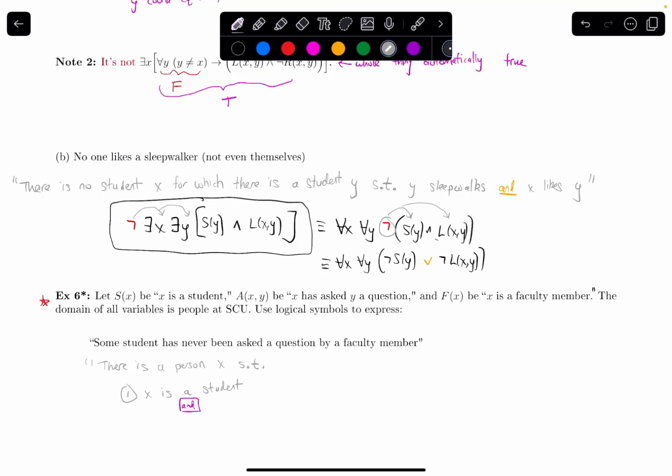The other thing that has to happen is, well, they need to never have been asked a question by a faculty member. Another way to say that is, any faculty member who's out there will not have asked this person X a question. So that is suggesting I'm going to use the for all quantifier for any faculty member. So this is going to be my second part of this and statement.